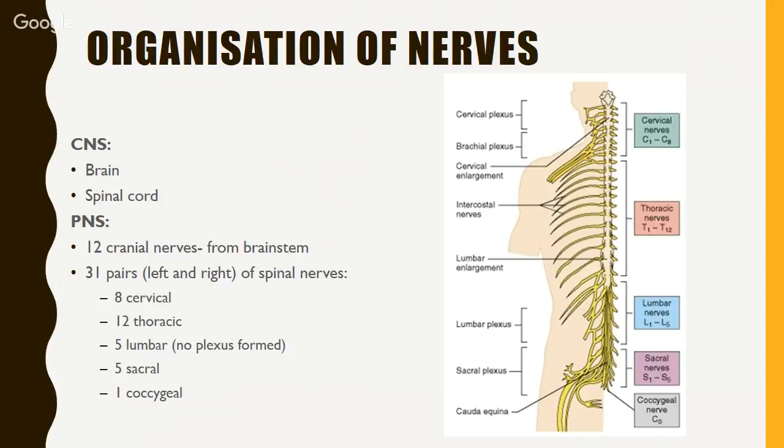Then lumbar down here, 5 there. Sorry, the no plexus formed is supposed to be by thoracic. That's a mistake by me. Then you have 5 sacral and 1 coccygeal.